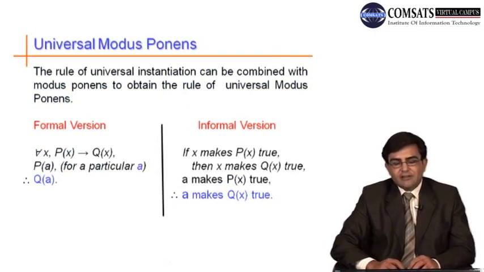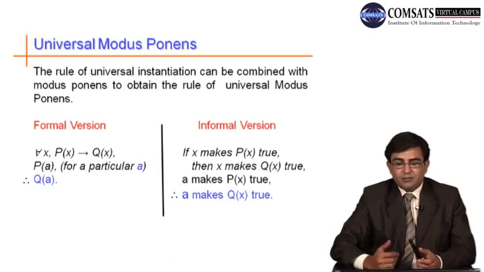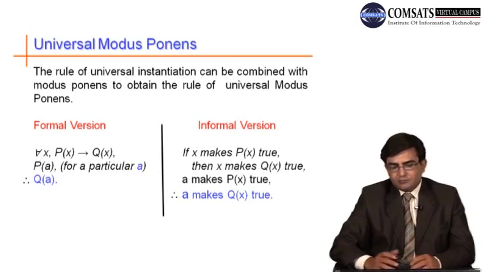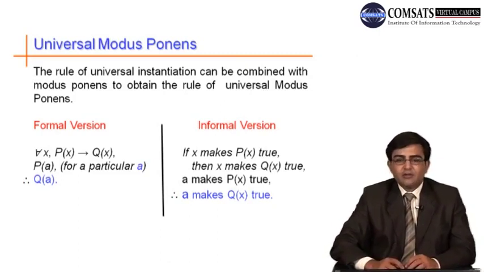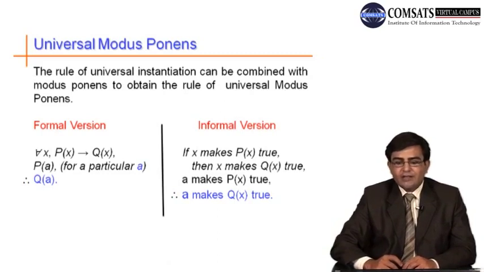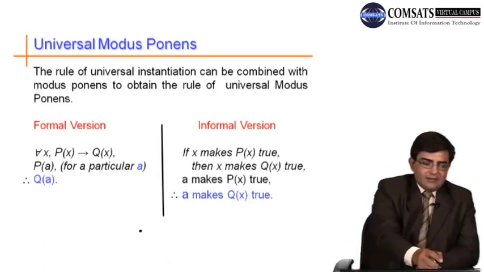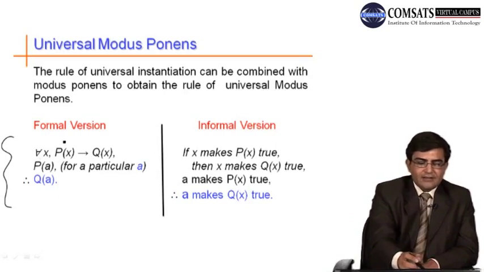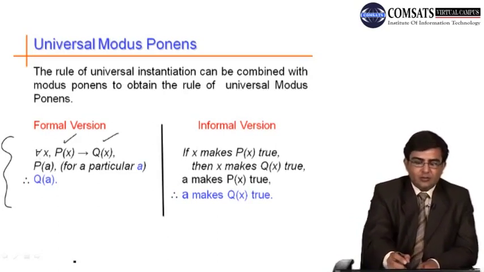Now what is the universal modus ponens? We have already discussed modus ponens and modus tollens. Here we shall study the universal modus ponens and universal modus tollens. The rule of universal instantiation can be combined with modus ponens to obtain the rule of universal modus ponens. This is the formal version: for all x, if p of x is true, then q of x is true, and then this whole statement is true.